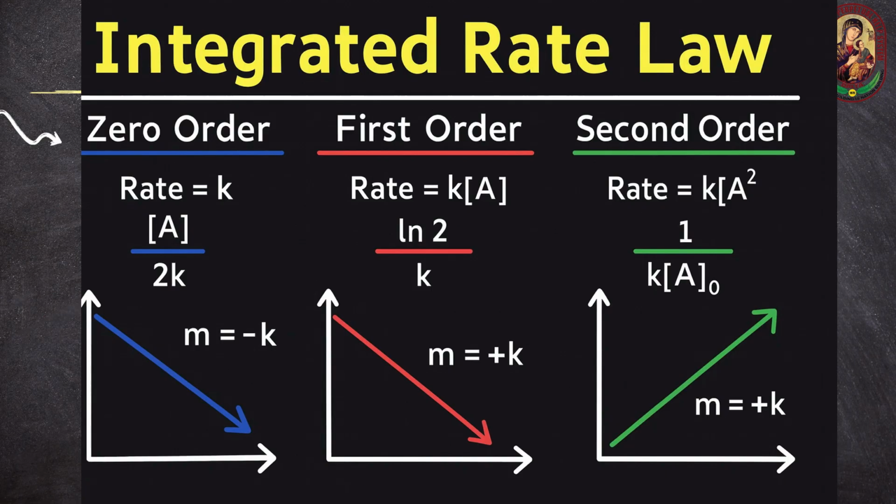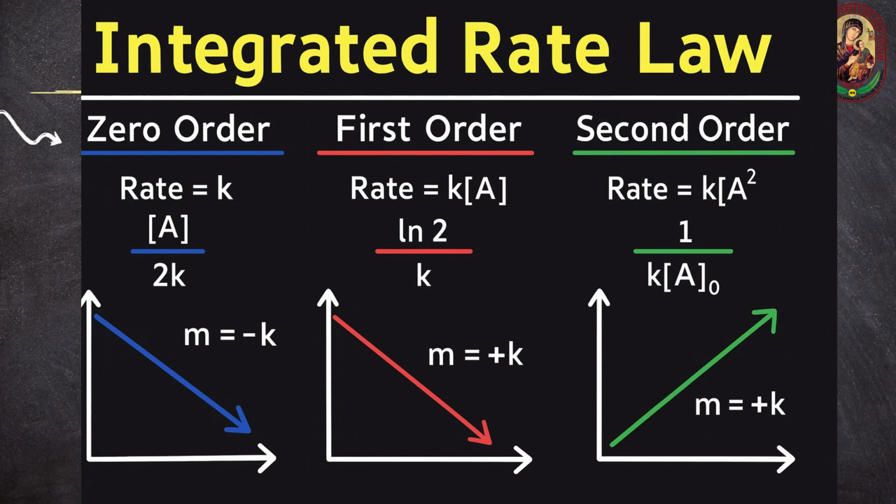This is common for solutions and drug degradation, where the reaction slows down as concentration decreases. And lastly, the second order reaction. Here, the rate depends on the square of the concentration. Rate equals K times A squared. The plot of 1 over A versus time gives a positive slope equal to plus K.